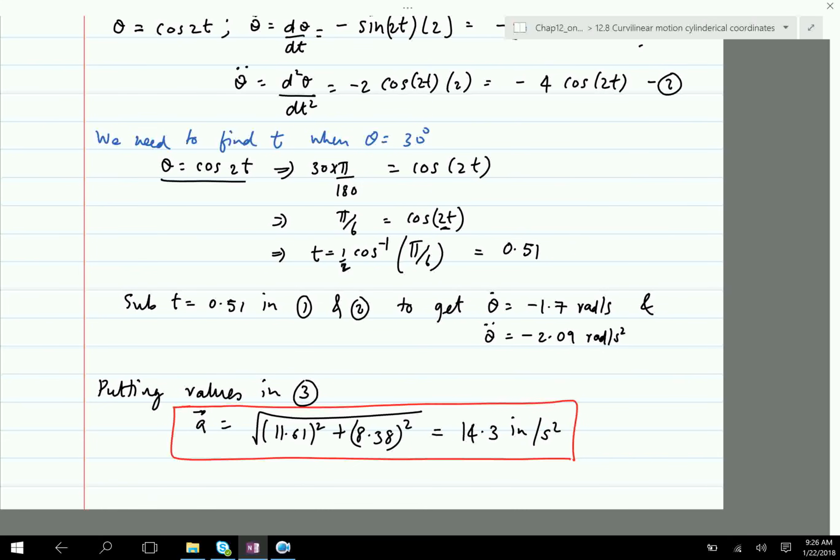Okay. Any questions? So that's a fairly straightforward question. The only trick here is you're not given time, you're given theta, and you need to know how to go from theta to time. That's the only tricky part. Otherwise, it's a straightforward application of the formula and knowing how to take the derivative. Inch per second square, because the radius is in inches. Any other questions? Okay.